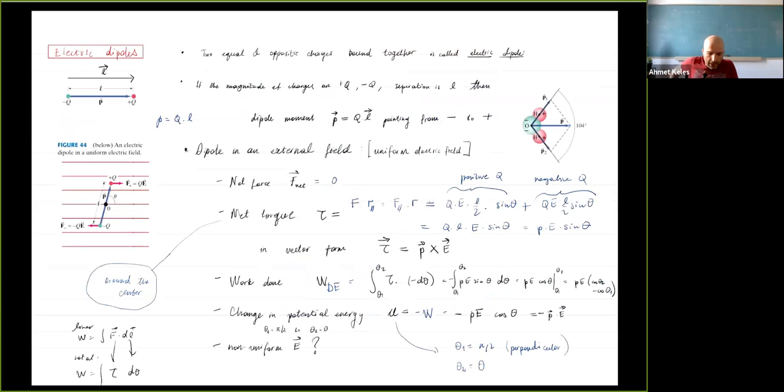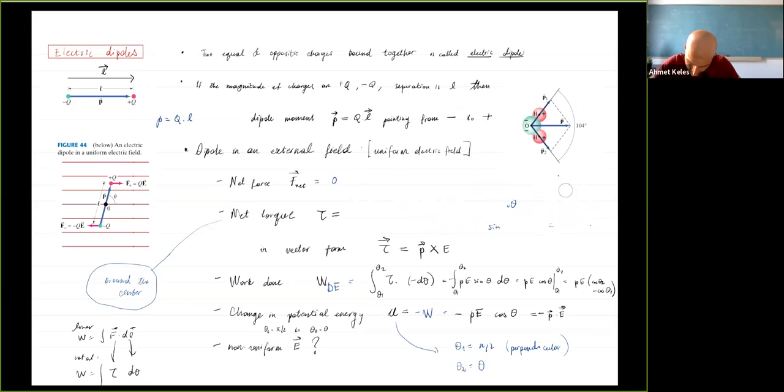Now I want to introduce a new concept. I want to tell you about electric dipoles. Let me just clean some of these guys up. Okay. So the dipole is a system of two charges, right? There's like a negative and there's a positive charge, and we consider them to be bound together. And there's like a distance between them, which we call L. And this bound system is called an electric dipole.